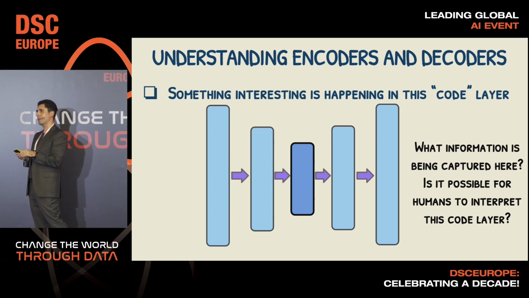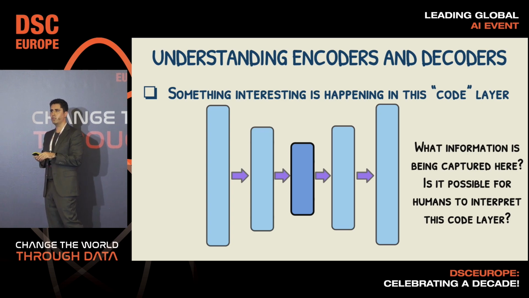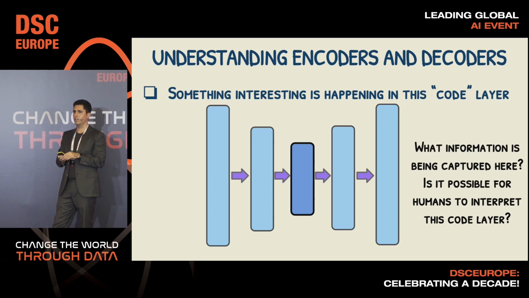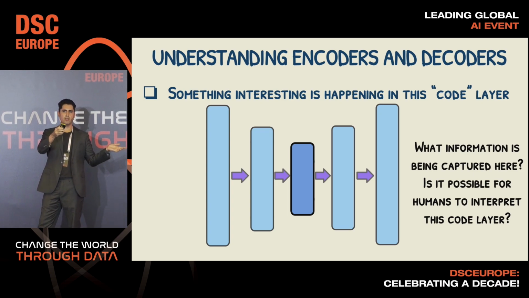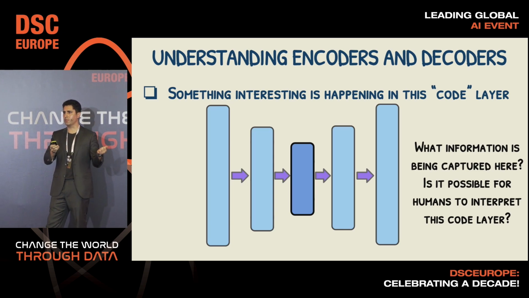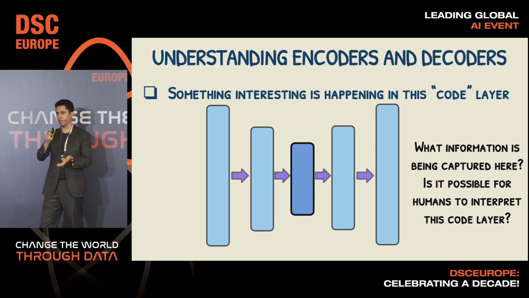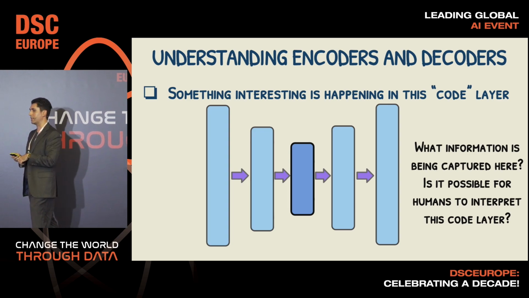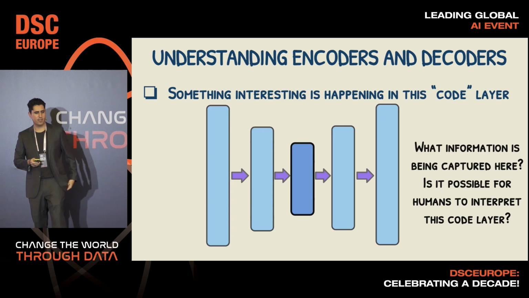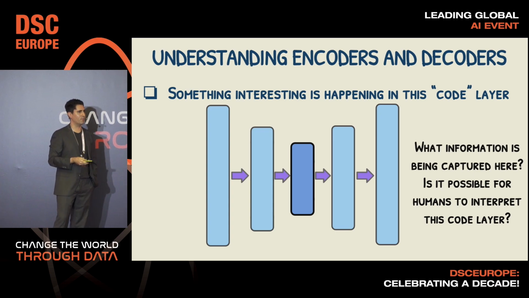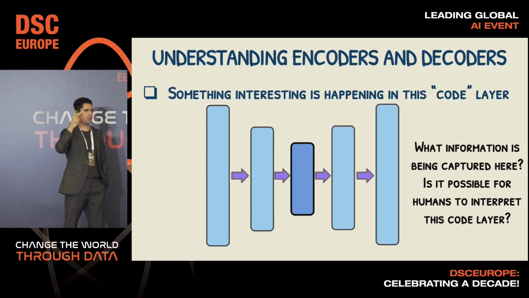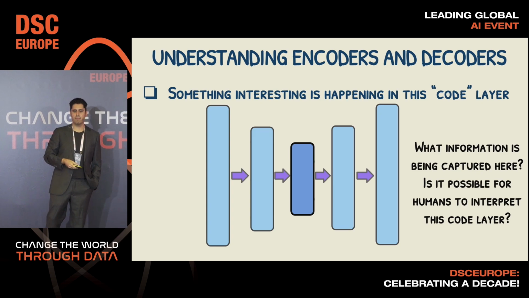Especially when we think about text-to-image models, it would be interesting to try to understand, with millions of images that these sort of models are seeing, how is it that they're able to compress to a very small amount of data relative to everything they've seen? And is it possible for humans to actually interpret this code layer using something like a sparse autoencoder, which we'll discuss later on?